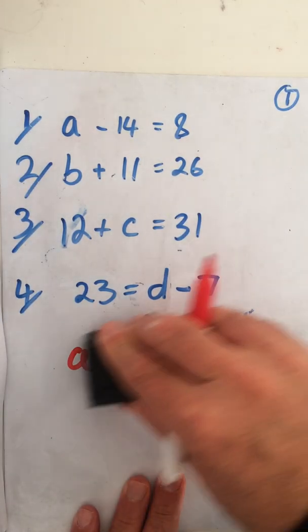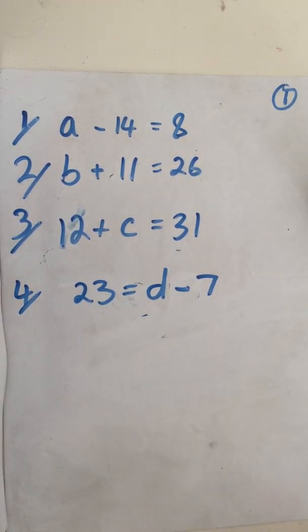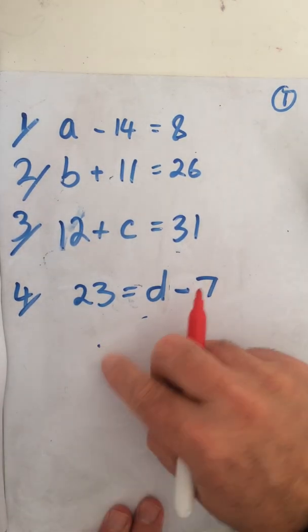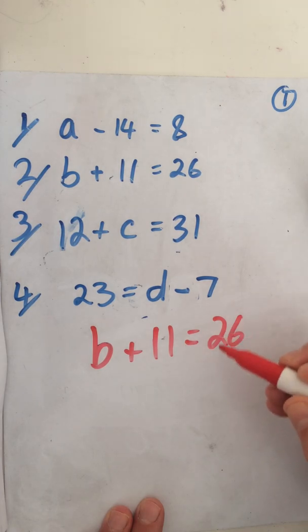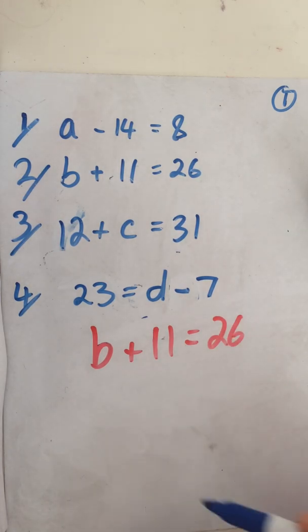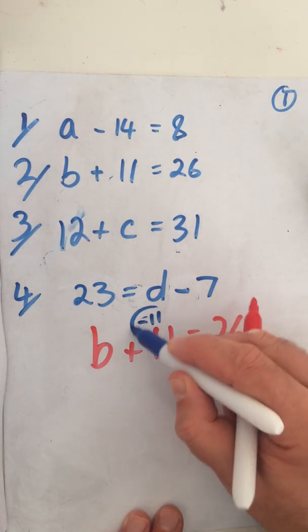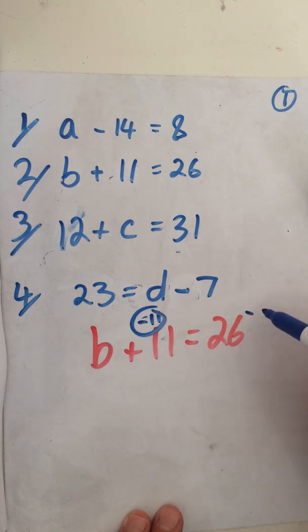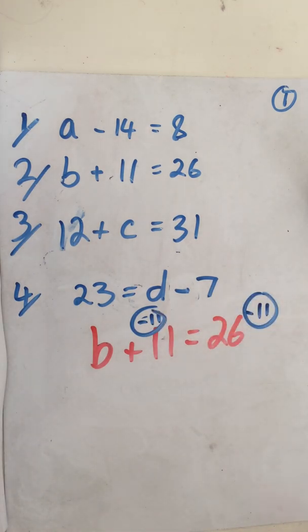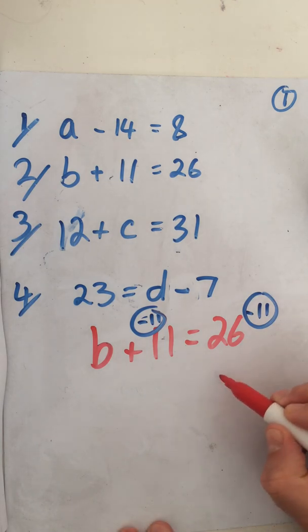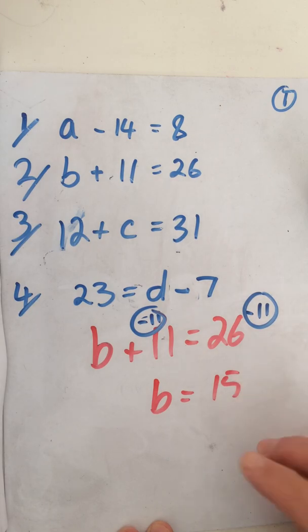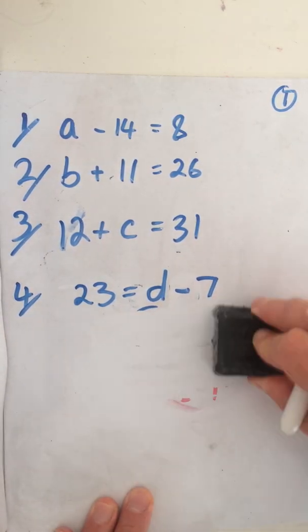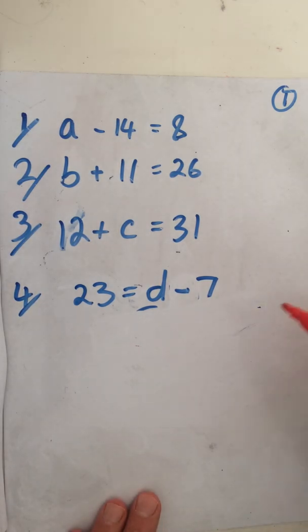Let's have a little look at the second one. I'm going to go through these fairly quickly. Okay, so we've got B plus 11 equals 26. So I want to get rid of this positive 11 by taking 11 away. And that means, because it's the balance method, I do the same on the other side. Okay, so that will leave me with 15 on this side. B is equal to 15. The value of B is 15. Yep, 15 plus 11, that's correct. Okay, good.